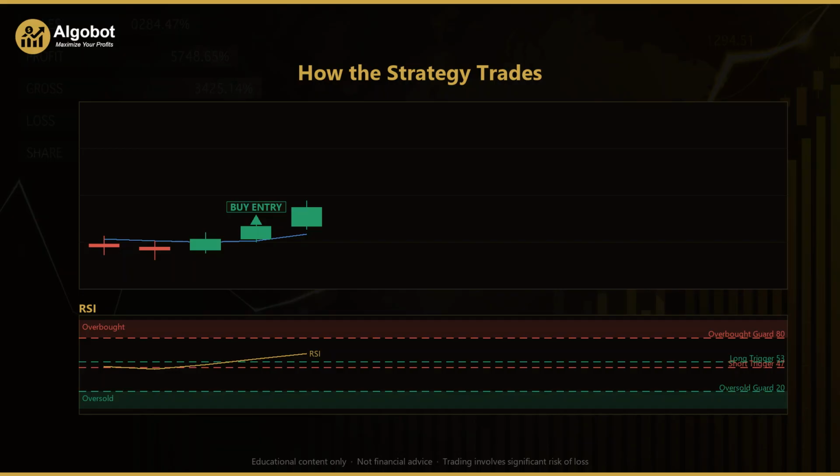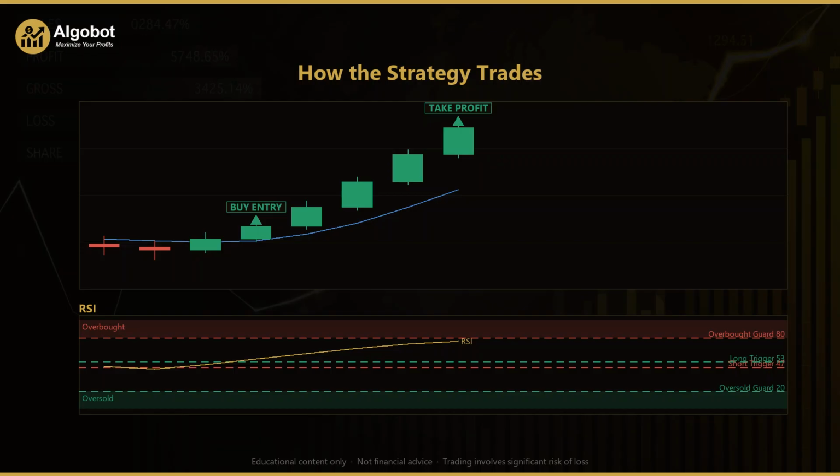Now watch the third candle. Price pushes higher and closes clearly above the EMA. The blue line has stopped drifting and begins to tilt upward, and crucially, each step up is a little larger than the last, which is exactly the acceleration the strategy is hunting for. At the same moment, RSI climbs up through the 53 long trigger while remaining well below the overbought guard at 80. All four conditions agree: rising slope, positive acceleration, a close above the EMA, and momentum confirmation. That's where the buy entry marker appears.